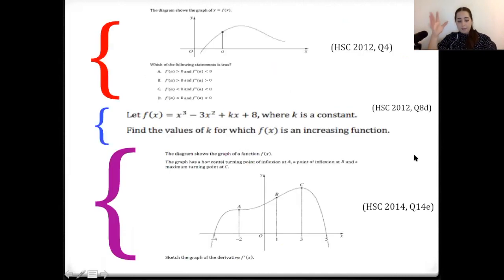Okay, so now I'm just going to go through a few examples. I'm going to show you how HSC questions incorporate my formula, I believe. So the red is the fundamental concept, the blue is the higher order thinking, and the purple is the band 6. So it encompasses both those ideas. So the first question is just a multiple choice question. It's from HSC 2012 question 4.